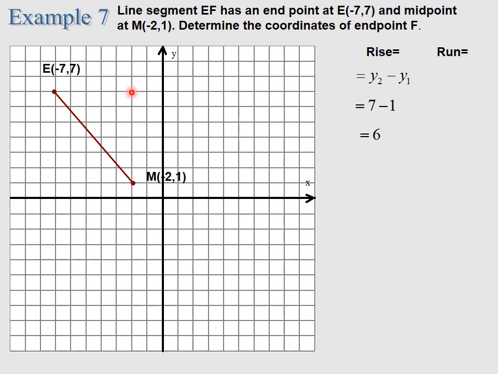So notice, how did we get that? The rise is the difference in the y's. So notice what I did. 7 minus 1 is 6. That's the difference in the height. Okay, so that's our rise, it's 6.